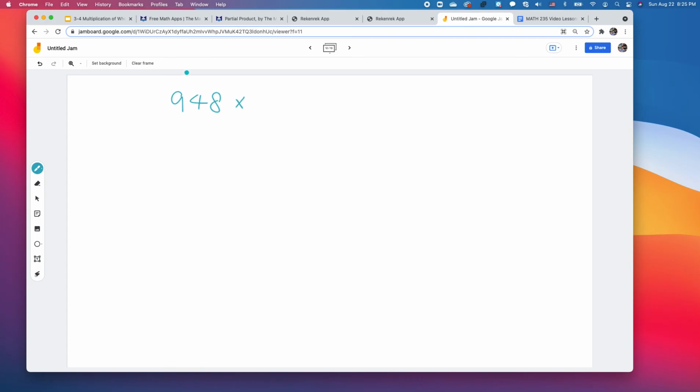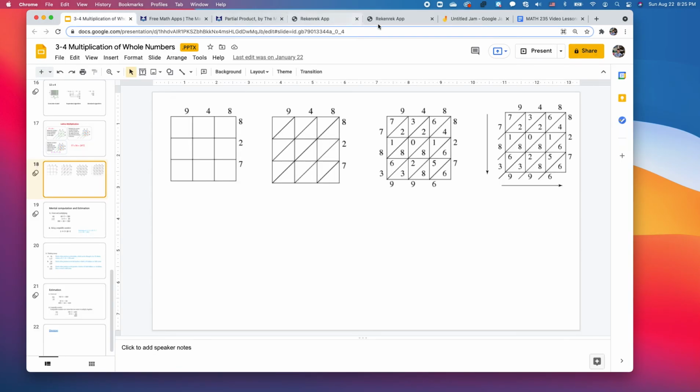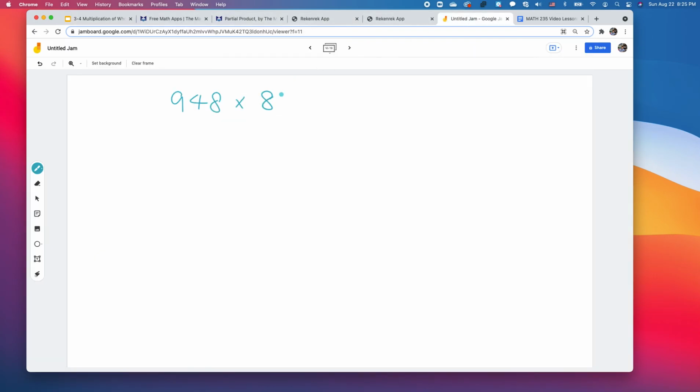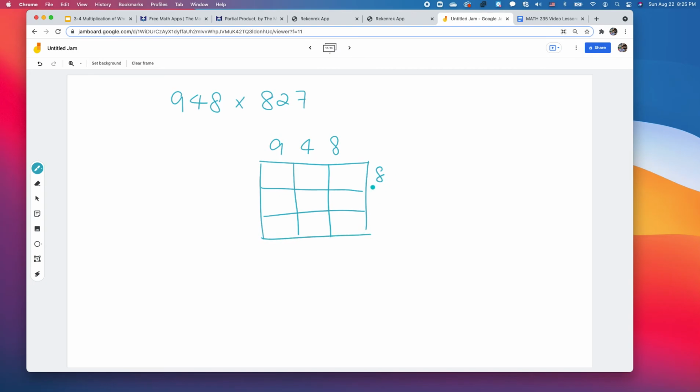948 times 827. So we're gonna have 3 by 3 columns, right? And then you can draw the diagonals, because the answers will go to the diagonals.